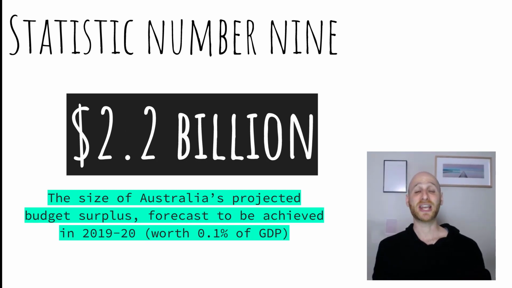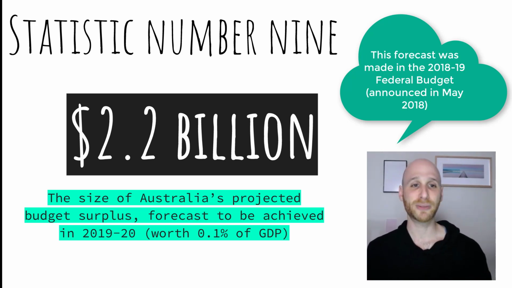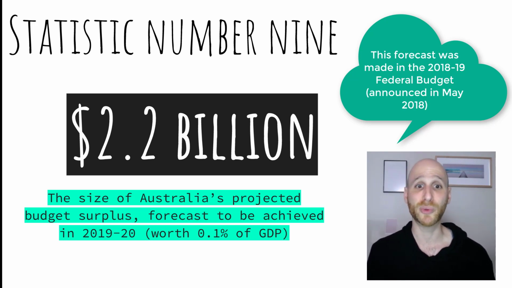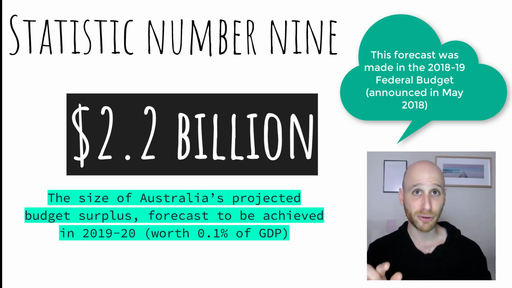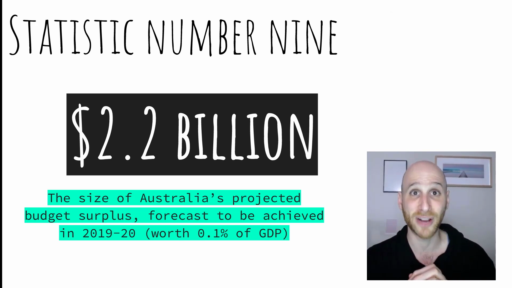Statistic number 9 is 2.2 billion. Surplus. This is the size of Australia's projected budget surplus, which is forecast to be achieved in 2019-20, worth 0.1% of GDP. Not a huge surplus, but a big deal. Australia hasn't had a surplus since before the global financial crisis.